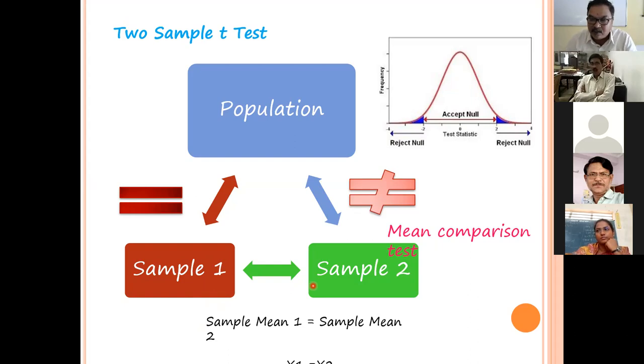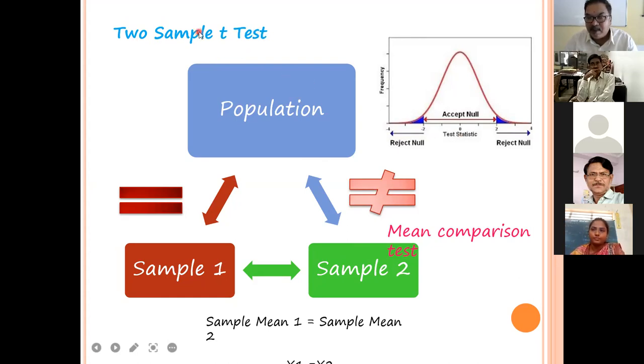These two are taken from the same population, or from different populations. You may take them from the same population, or maybe you can also take them from different populations. Then you are checking whether these two sample groups are the same or different. So in this case, we conduct a two sample t-test. We conduct a two sample t-test, right? This is the two sample t-test.